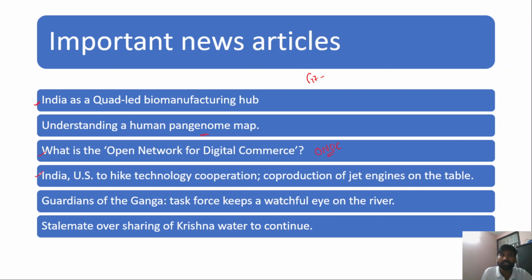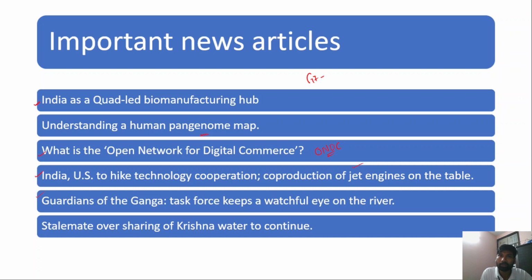The fourth article is that India and the US are planning to hike technology cooperation, and they are also mulling over the idea of co-production of jet engines. This is part of the critical and emerging technologies initiative that was signed between the USA and India.